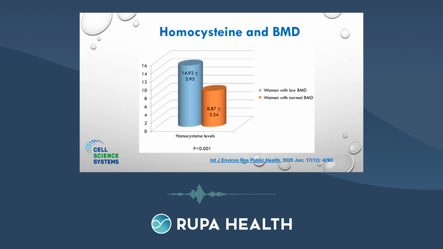And here's an article out in June of 2020, showing women with low BMDs and women with normal BMDs and the homocysteine. As you see, women with low BMDs, or bad status, of course, had a high homocysteine. Women with normal BMDs had a lower homocysteine, 8.87 on average, plus or minus 3.24. And the people that had the low BMDs had 14.93 plus or minus 3.83. So once again, very important to watch.